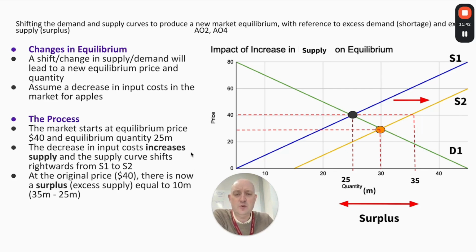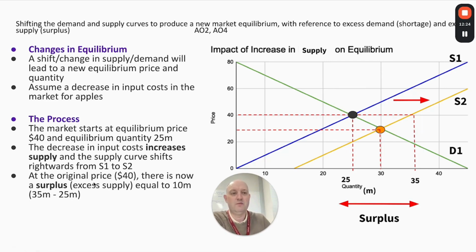So we're going to get the same situation at the initial price, because price doesn't change initially, it has to change for some reason. At this initial price of $40, quantity demanded is no longer the same as quantity supplied. The quantity demanded is still on the initial D1 curve, the initial demand curve, so quantity demanded is going to be 25 million, but the new quantity supplied will be on the new supply curve, which will be at 35 million. So therefore, we're going to get a surplus equal to 10 million, which is the 35 million minus the 25 million.